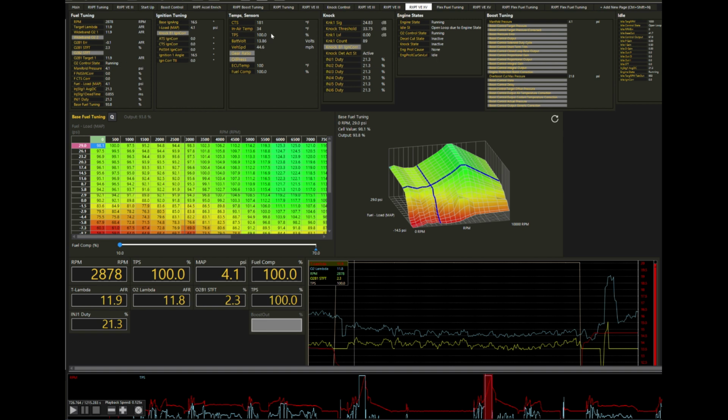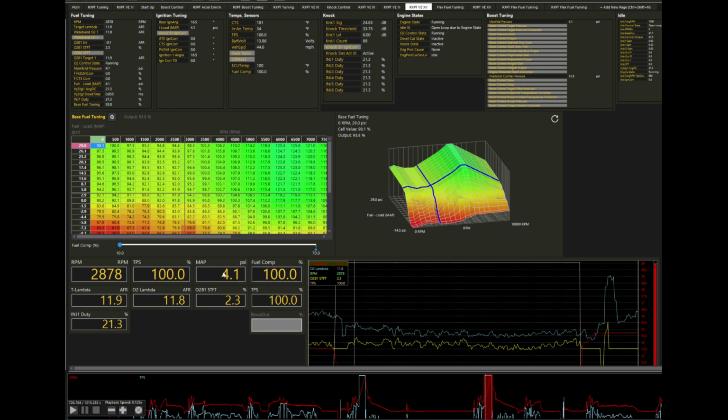We've got some data elements here at the top. Maybe a little bit hard to see, but we've got fuel tuning, ignition tuning, temperatures and sensors, knock information, engine states, and so forth. The middle area here is divided up to look at the various elements from our configuration. And then down below, some key things to look at: RPMs, throttle position.